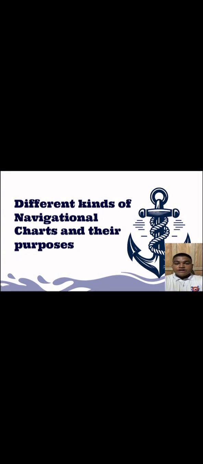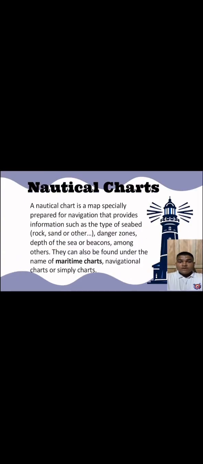about nautical charts. Basically, a nautical chart is a map specially prepared for navigation that provides information such as the type of seabed, like rock, sand, or others, danger zones, depth of the sea or beacons, among others. They can also be found under the name of maritime charts, navigational charts, or simply charts.